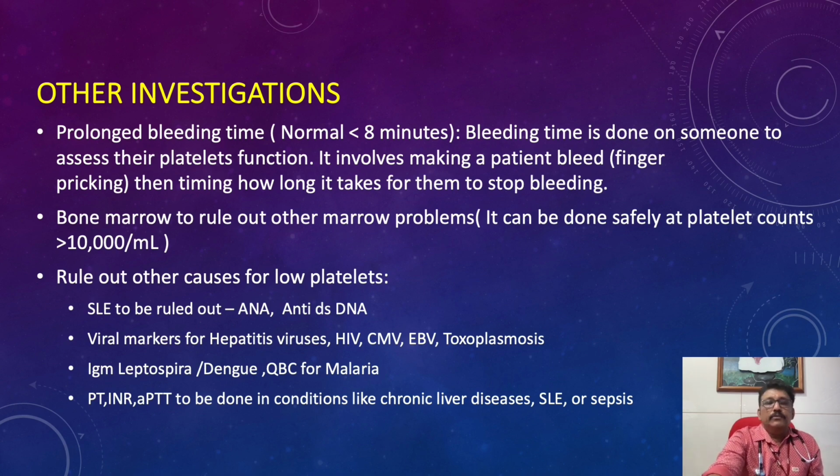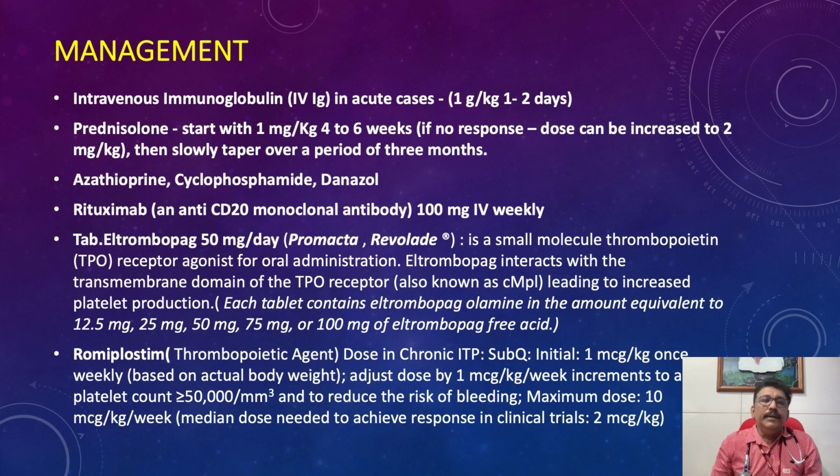Now, once you make a diagnosis of ITP, if the patient is in danger, has bleeding tendency, or the platelets are very low, or the patient is acutely ill, then IVIG is the treatment of choice. 1 gram per kg, given for 1 to 2 days. That is the treatment of choice. Along with that, we can start prednisolone.